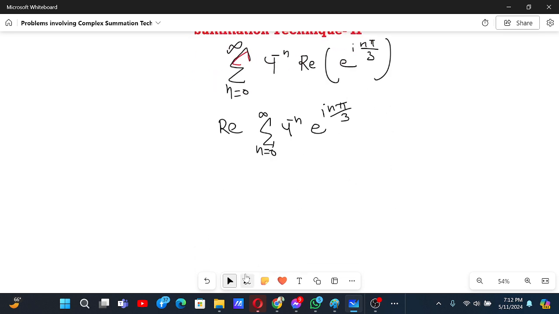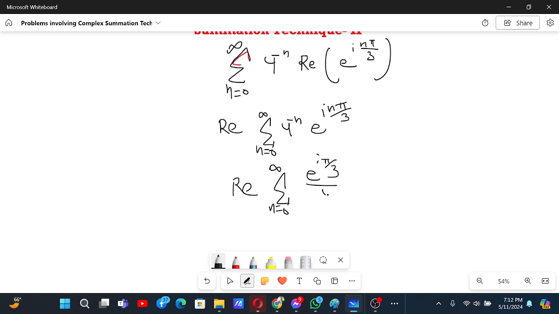Now let us write this as an infinite geometric sum. We get e to the power i pi by 3, divided by 4, to the power n. Now we know that the modulus of e to the power i pi by 3 by 4 is just 1 by 4, because the modulus of e to the power i pi by 3 is just 1. Since its modulus is 1 by 4, which is less than 1, we can use the infinite geometric series formula.